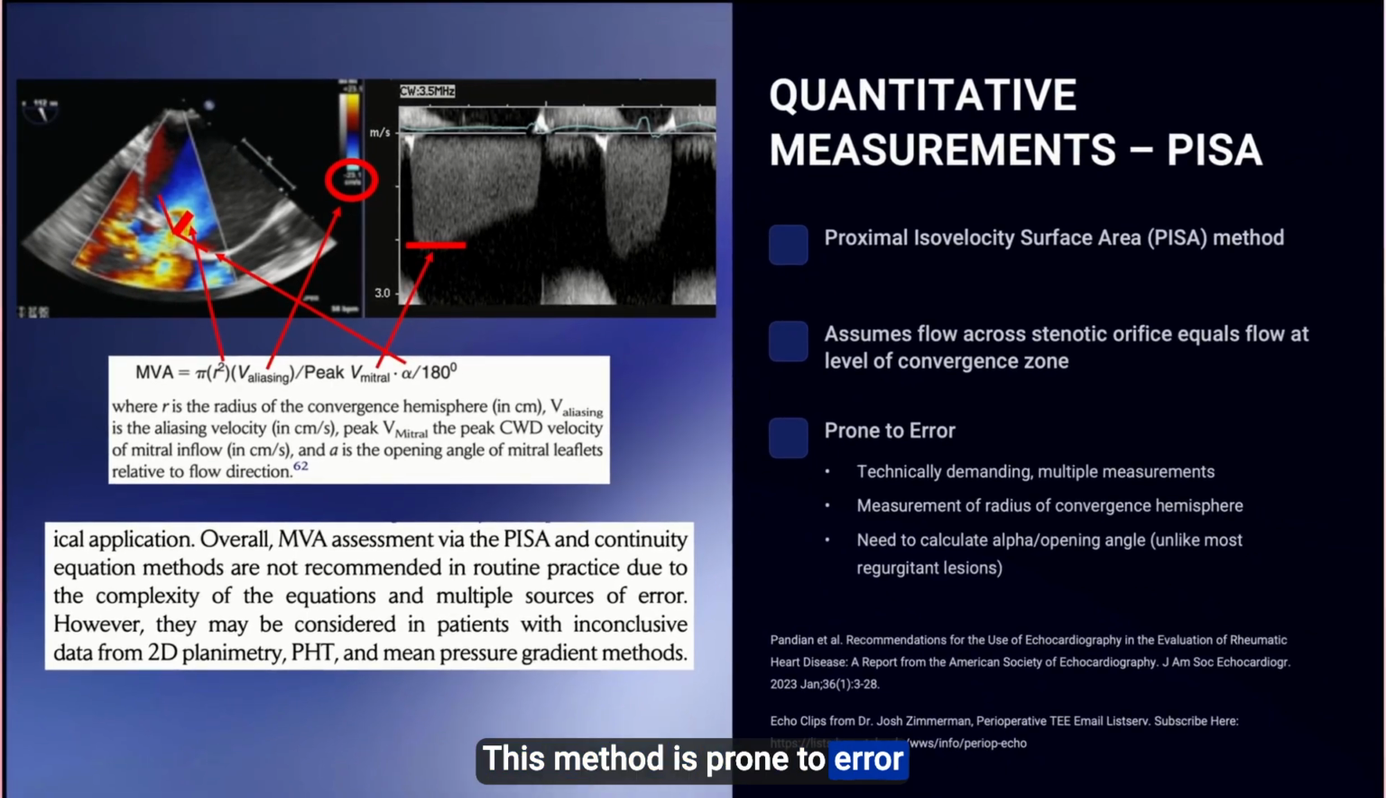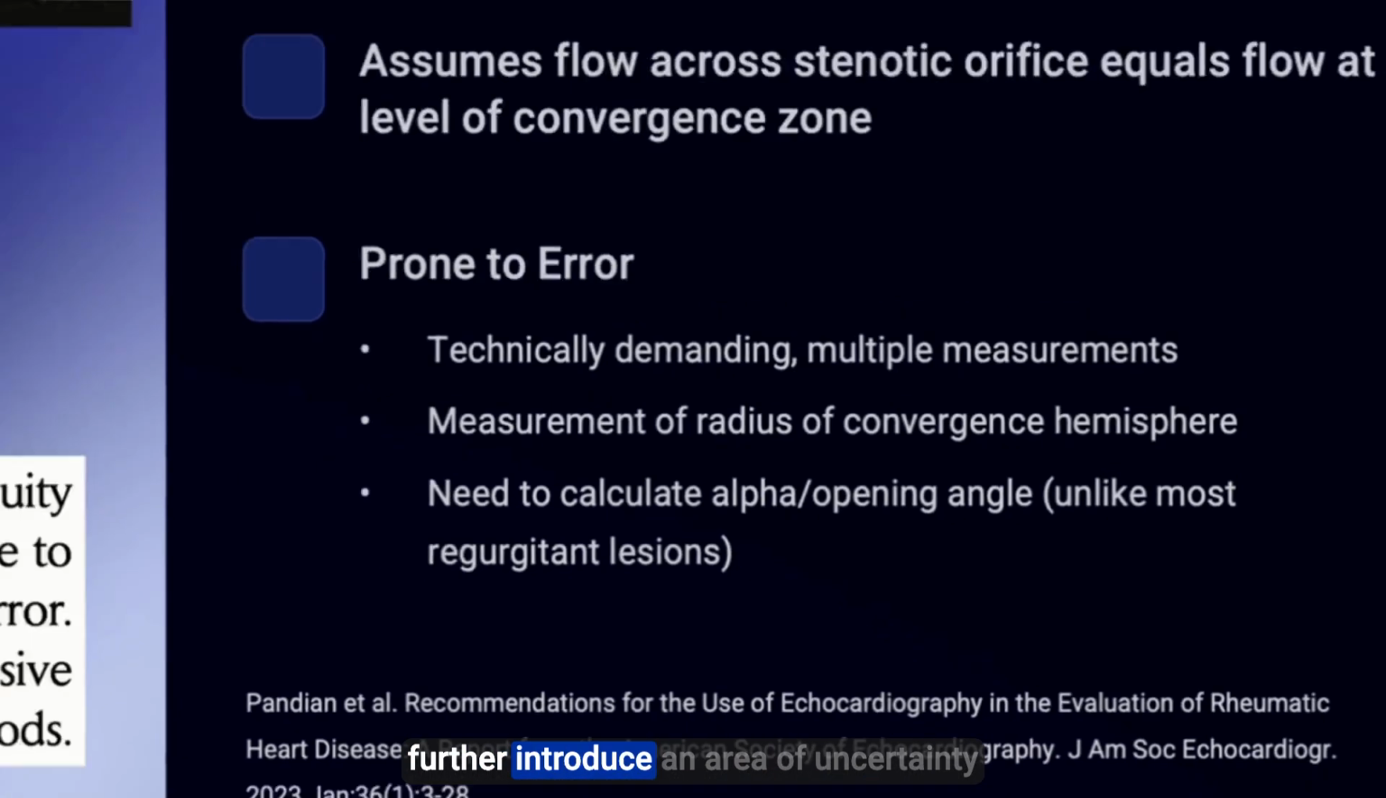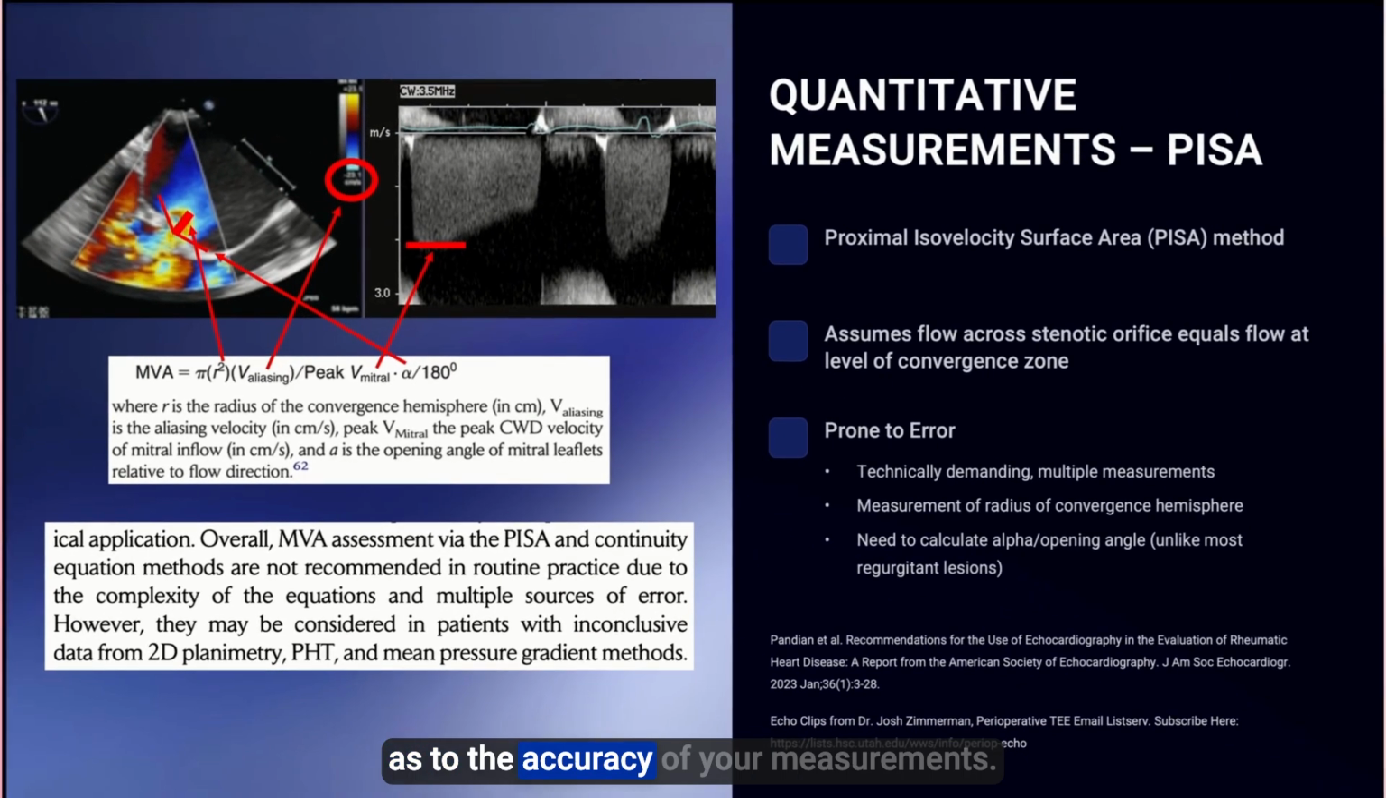This method is prone to error because it's technically demanding. It requires multiple measurements. If there's any errors in measurement of the radius, those errors will be squared as well. You also have to calculate the alpha or opening angle, unlike regurgitant lesions, which can further introduce an area of uncertainty as to the accuracy of your measurements.